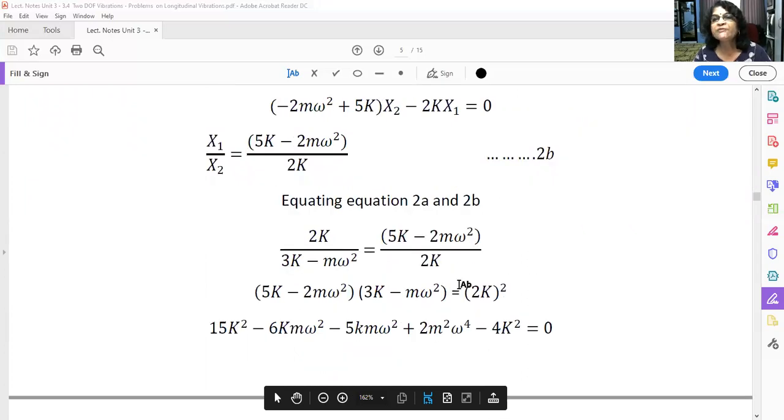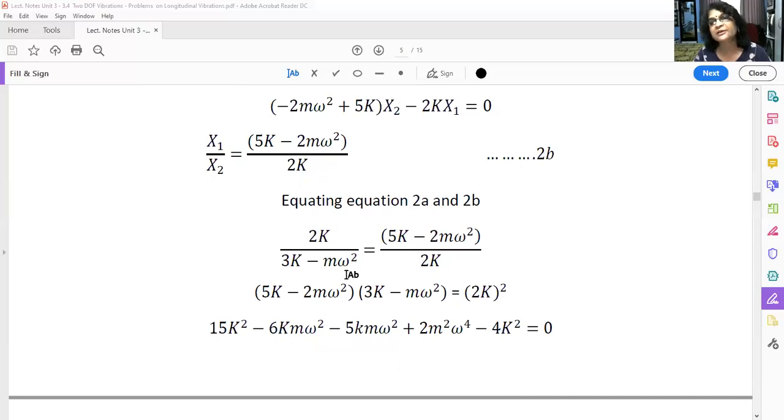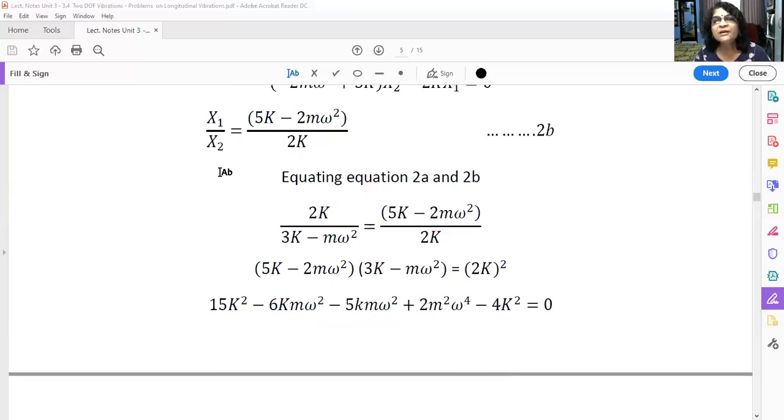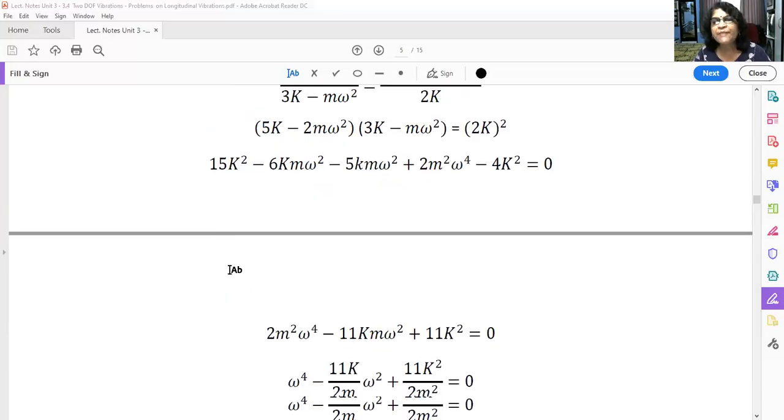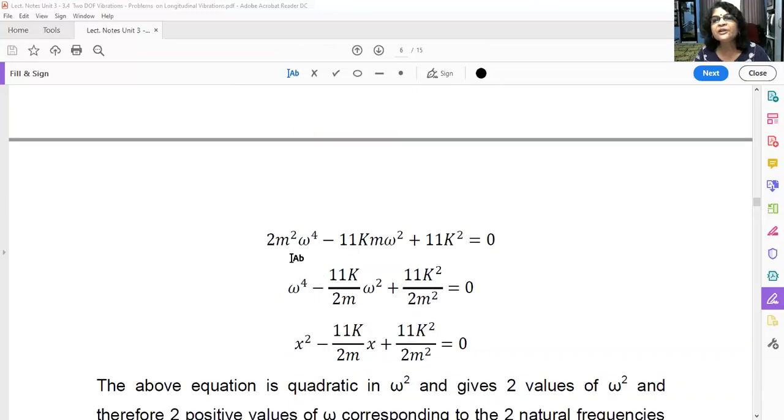Okay. What is our aim? We have to determine the value of omega, that is omega n, that is natural frequencies. So cross multiplying these equations. What we will get? See, this into this. So (5k minus 2m omega square) into (3k minus m omega square) is equal to (2k) square. Now after simplifying these, it is just mathematics. We will get an equation in omega square. It is quadratic in omega square.